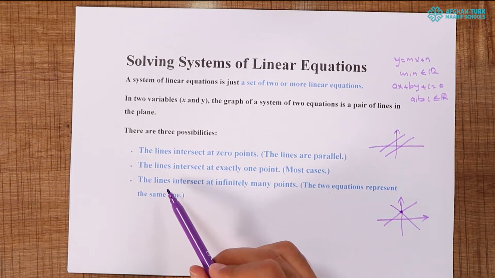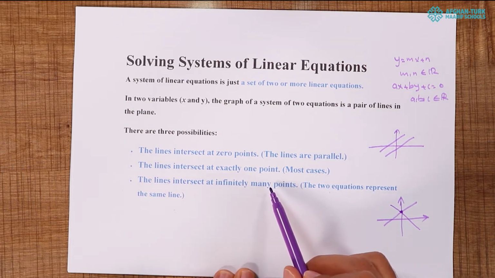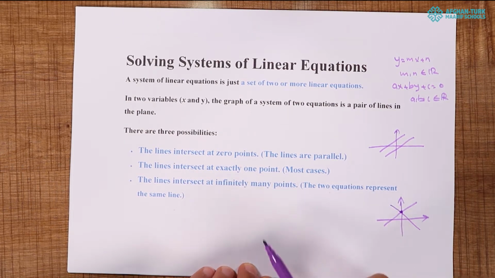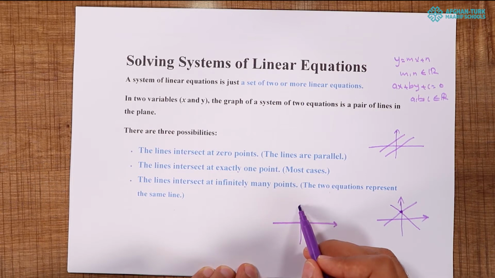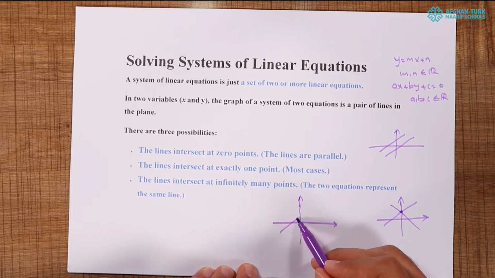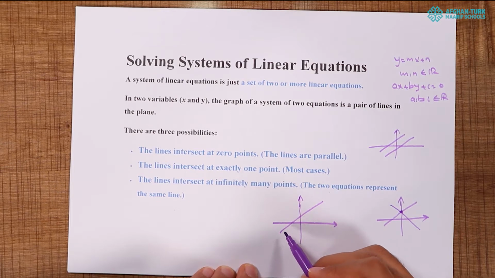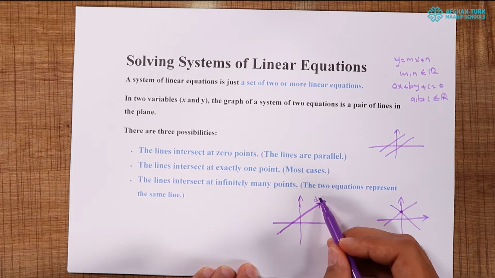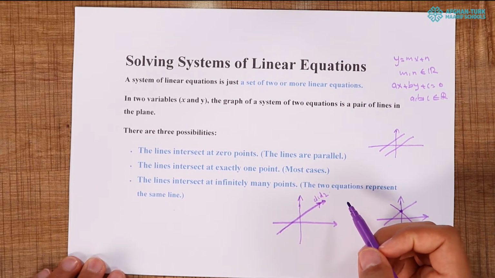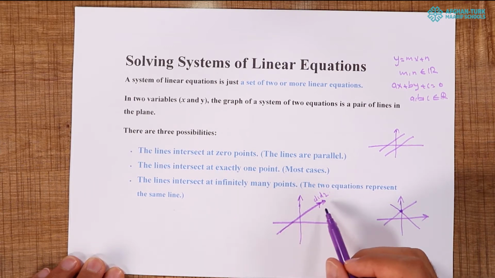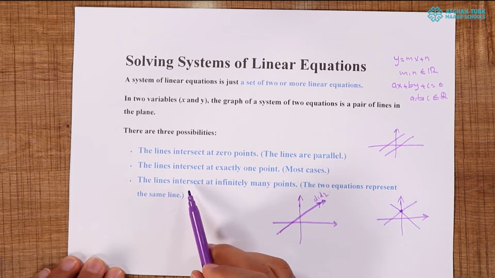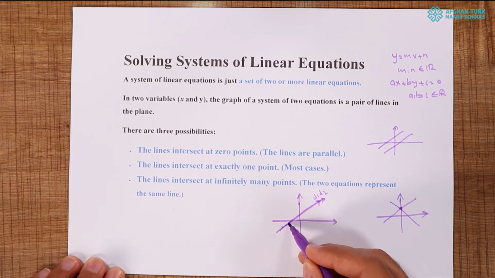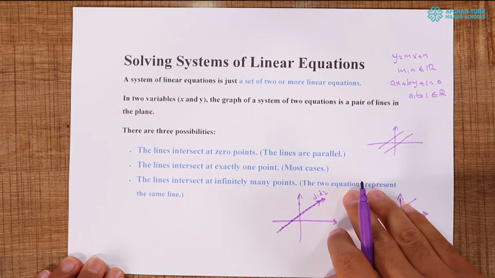The third possibility, the lines intersect at infinitely many points. The two equations represent the same line. For example, this is the analytic plane. We have a line, and the other line is completely lying on the same line. It means d1 and d2. So they have infinitely many intersections, and the two equations represent the same line. It means they are lying on each other. It intersects in infinitely many points, in every point they intersect.